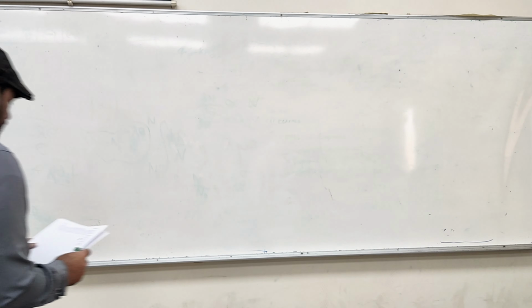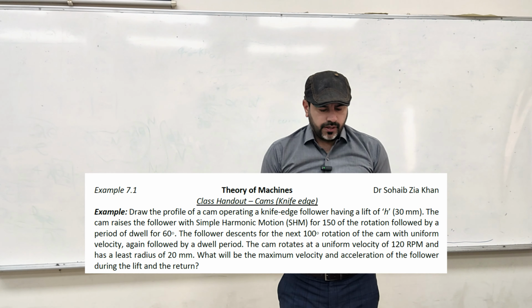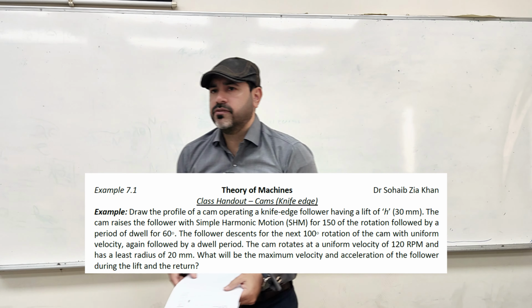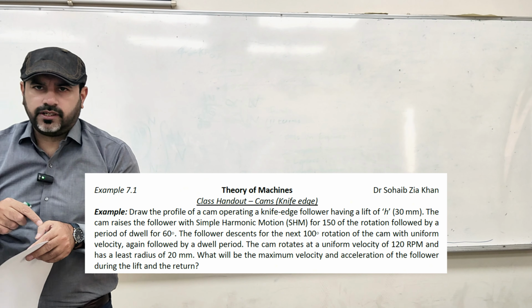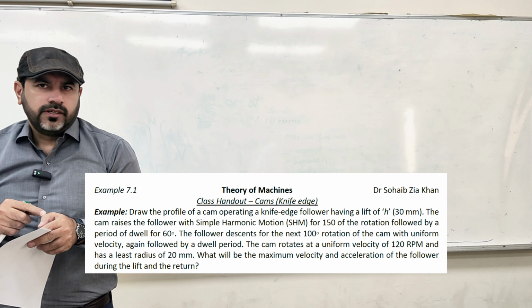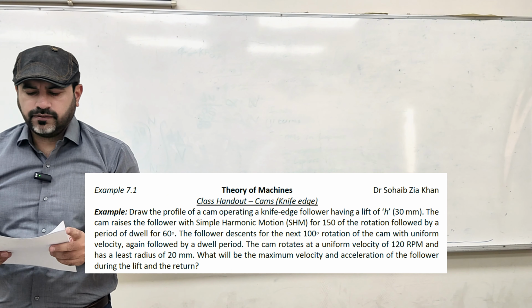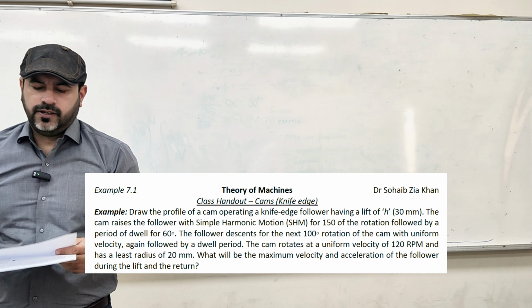We need to draw a cam profile operating with a knife edge follower. What does it mean by knife edge follower? It means just a point contact. In the last class we discussed the cams and the types of followers. So this one is just like a point contact with the cam.